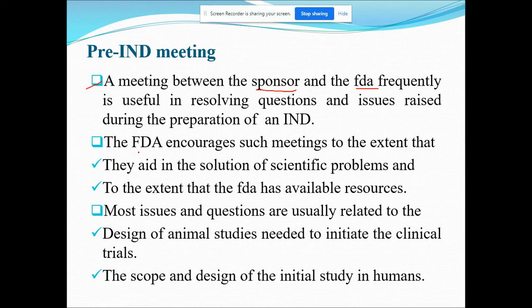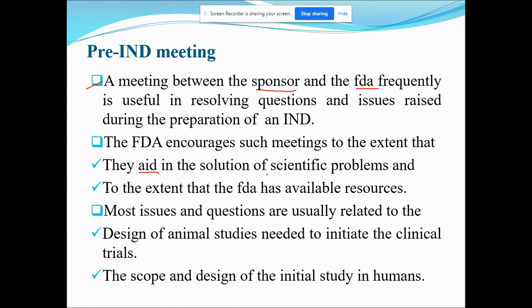Okay. Second point, the FDA encourages such meetings to the extent that they aid in the solution of scientific problems, to the extent that the FDA has available resources. FDA अशा मीटिंगला सपोर्ट करतंय, प्री IND मीटिंगला. The FDA is encouraging such kind of meeting. Why? Because FDA will be helpful. If they aid, it means they are providing their assistance for solving the scientific problems.